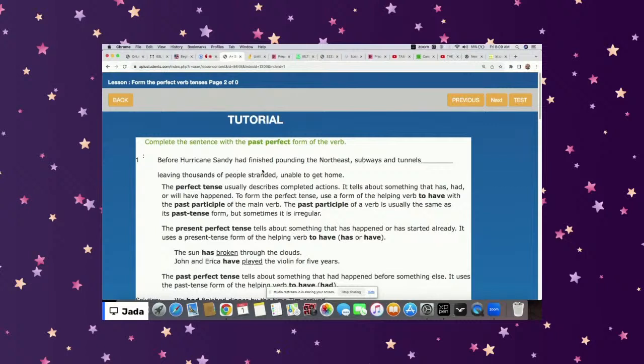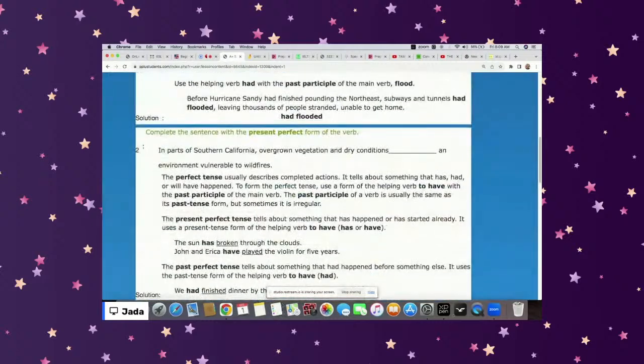Before Hurricane Sandy had finished pounding the Northeast, subways and tunnels dashed, leaving thousands of people stranded, unable to get home. So this is past perfect. Remember that past perfect always has something to do with had. So before Hurricane Sandy had finished pounding the Northeast, subways and tunnels had flooded, leaving thousands of people stranded, unable to get home. Because it says past, it has had in it.